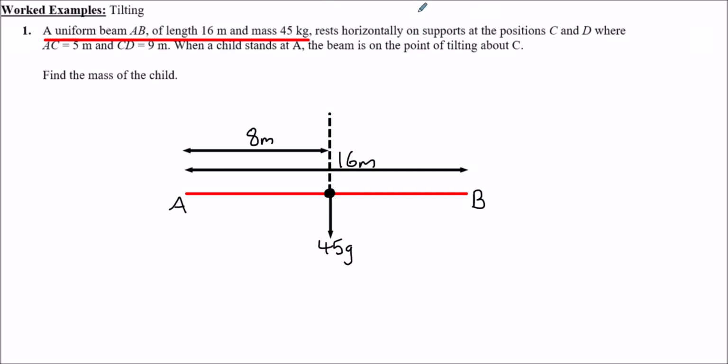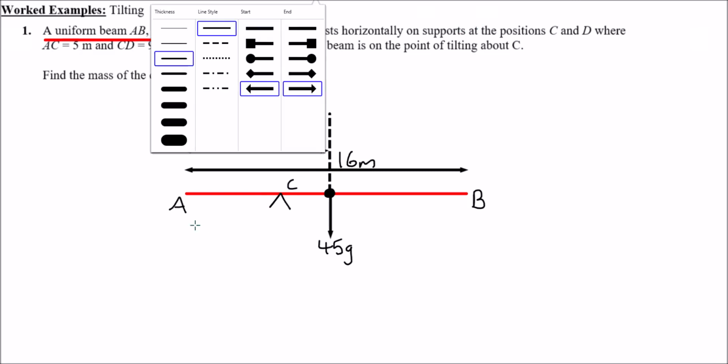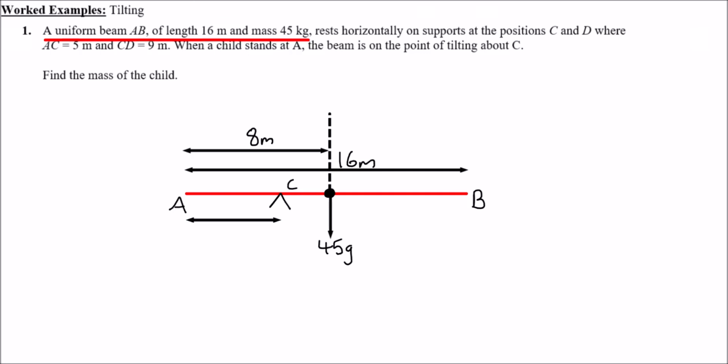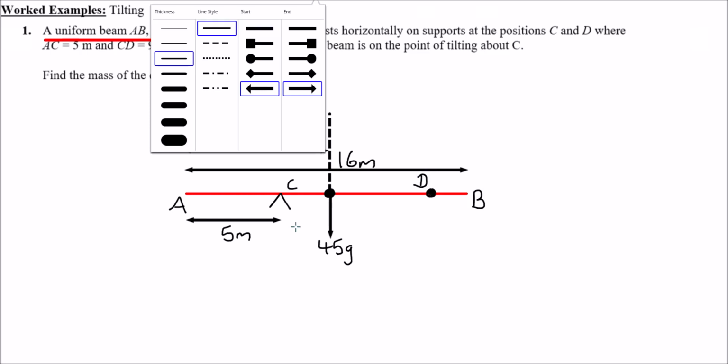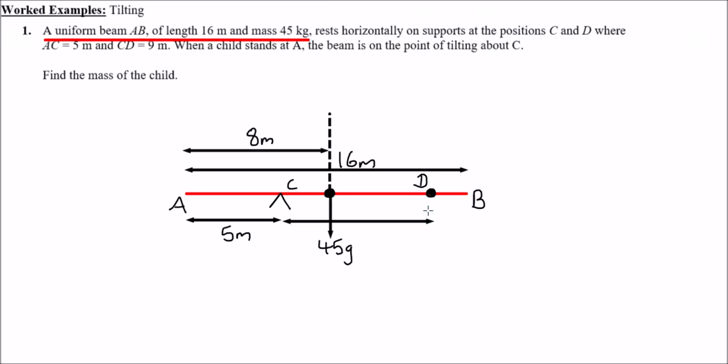So it's resting on supports at positions C and D, and we're told that from A to C is 5 meters, so I'm just going to draw on C here. So from A to C we're told is 5 meters. Let's add this on as well. And from C to D is another 9 meters. And so if A to C is here, from C to D will be another 9 meters. So I'm going to put D here somewhere. Then labelling on that from C to D was 9 meters. We can add this information on like so.